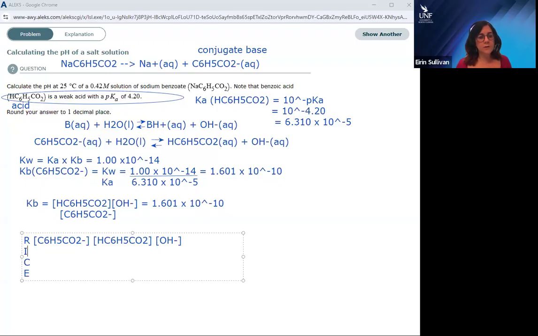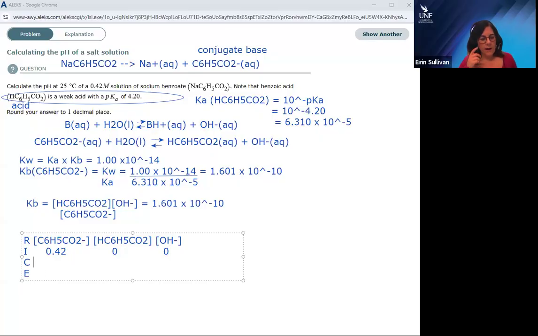So the initial concentration is going to come straight out of the concentration of our salt solution because look, that goes 100% to the right, okay? So for every 1 mole of sodium benzoate that dissolves, we get 1 mole of sodium and 1 mole of the benzoate anion. So that's just going to be a concentration of 0.42 straight from the question. Okay, we have 0 of our conjugate acid to begin with and 0 of hydroxide at the beginning.